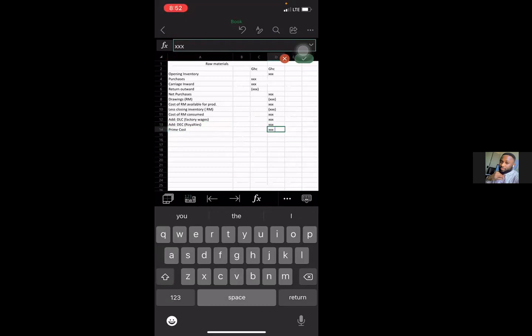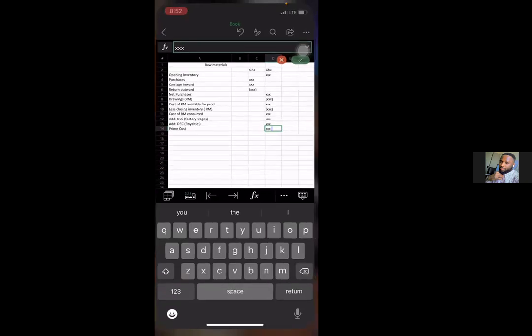All right. So if you want to know prime cost, we have direct material cost, or cost of raw materials consumed, direct labor cost, and direct expense cost. All right, so that's for prime cost. And you all know that if you want to know the cost of production, you have prime cost and overhead. So we are through with prime cost. Let's talk about overhead.